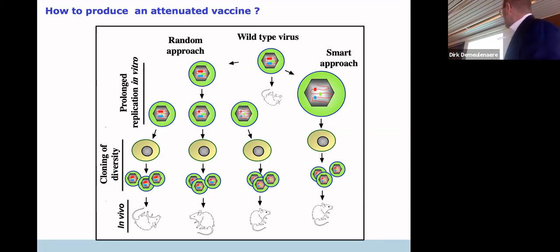And I'm asking a question: how do we produce an attenuated vaccine? And to make a long story short, there are two different ways. So at the beginning, you always have a wild type virus.